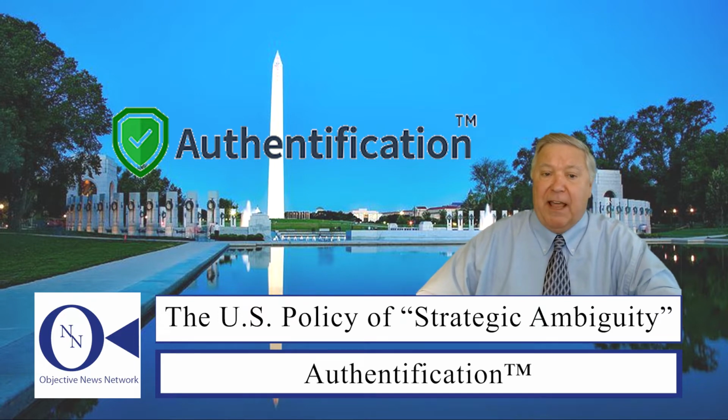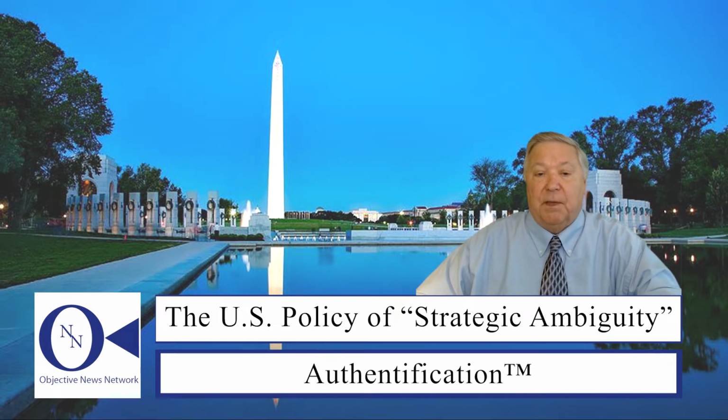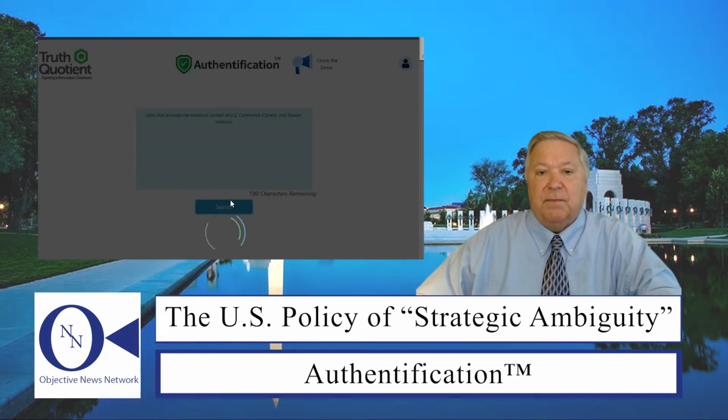Authentication has the advantage of being able to independently help us validate virtually any assertion based on real supporting or debunking facts. Let's begin the process by putting our question of strategic ambiguity in proper historical context. You simply ask authentication for data that provides the historical context of U.S., Communist Chinese, and Taiwan relations.